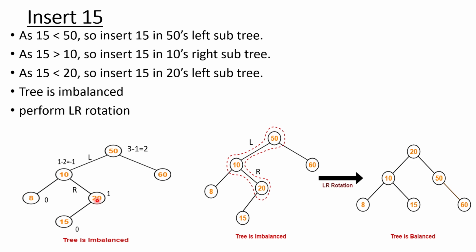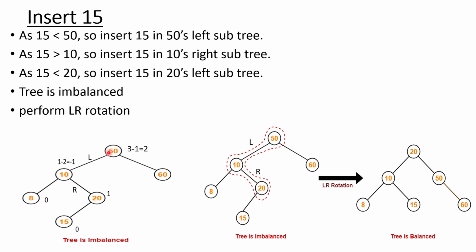15 is less than 20, so it should be to the left of 20. Now compute the balance factor. Leaf node 50, so 0. Next, 20: left subtree height is 1, right is 0. 1 minus 0 is 1. In this case 10: left subtree height 1, right subtree height 2. 1 minus 2 is minus 1.